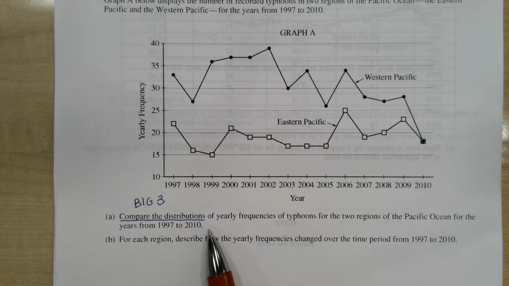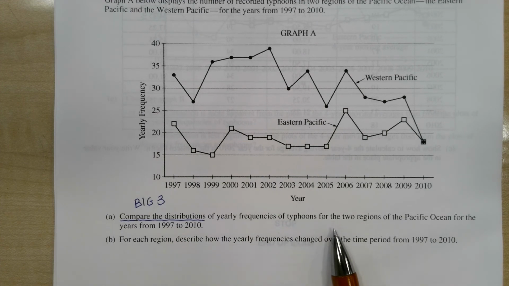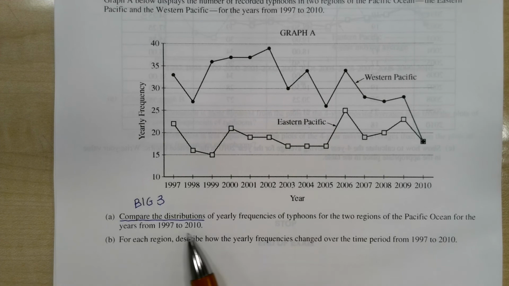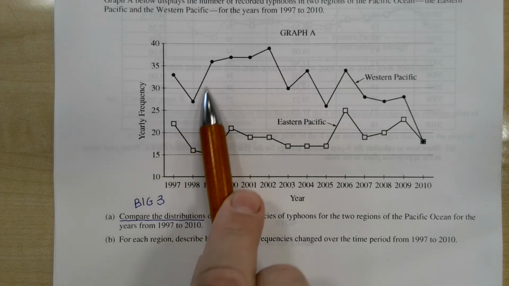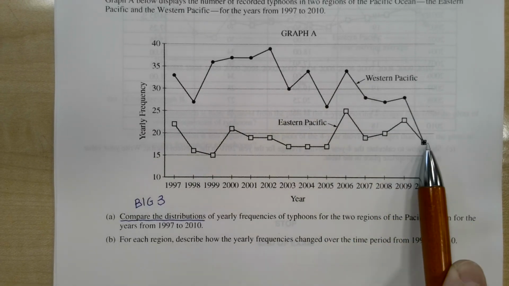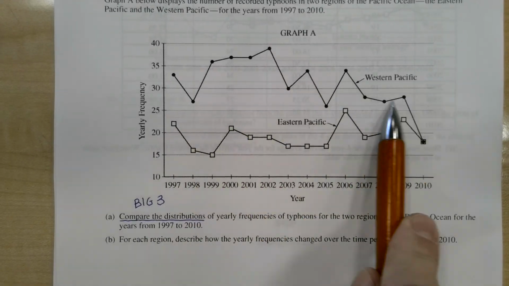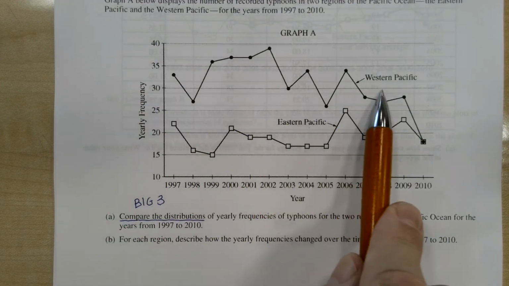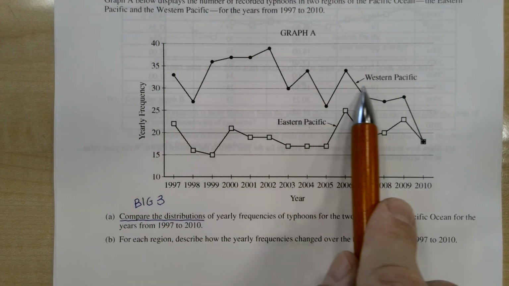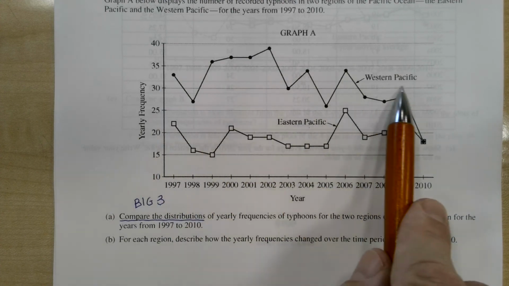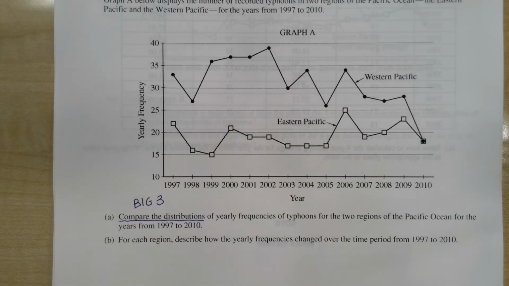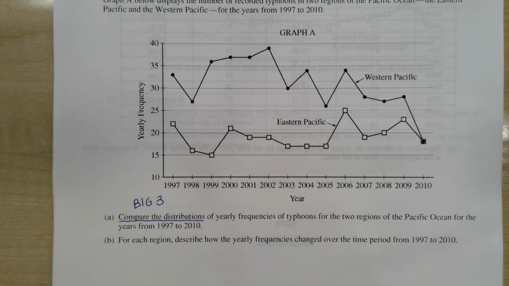Okay, so compare the distributions of yearly frequencies of typhoons for the two regions from those years. All right, so it's just a straight comparison. So center. I can see that the western has one really low year here, but most of this is up here. So it has a center right around 31, 32 maybe, right in there. And you can quote that. You can say it's about. You don't have to be exact.